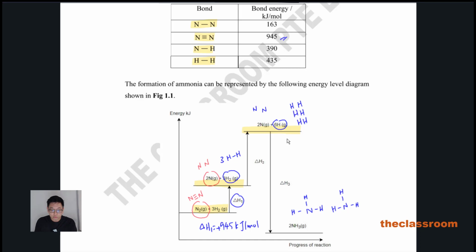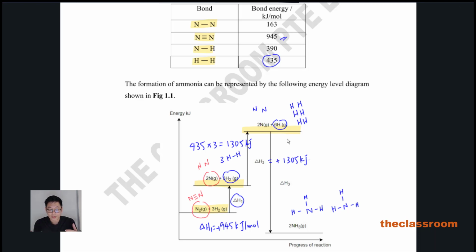Now, enthalpy change 2 is the energy needed to break your 3 hydrogen bonds. Hydrogen is 435, so 435 times 3 will give us, let me just pull out my calculator, 435 times 3 gives us 1305. So you have 1305, once again kilojoules, and therefore enthalpy change 2 will be positive 1305 kilojoules.